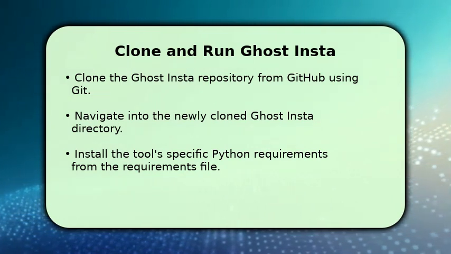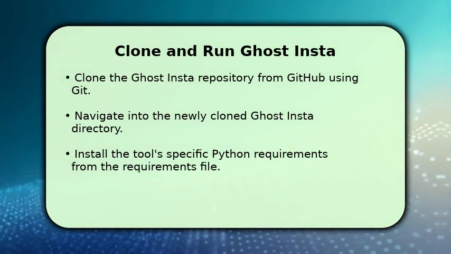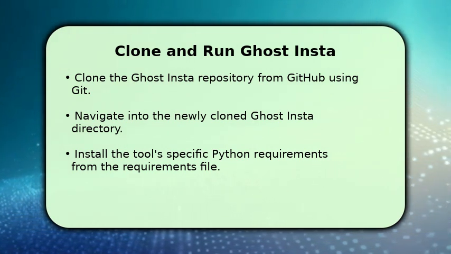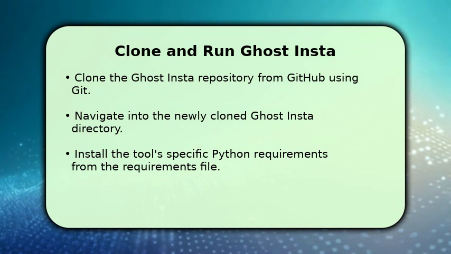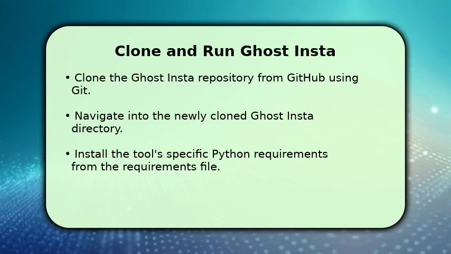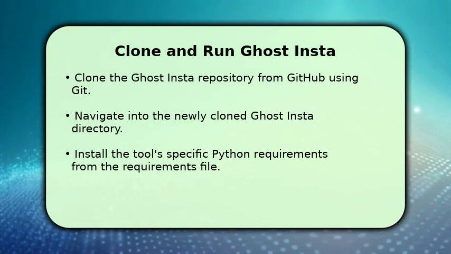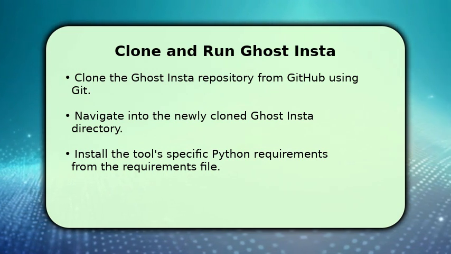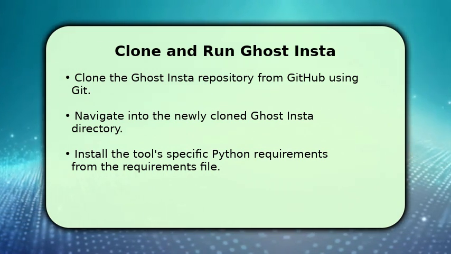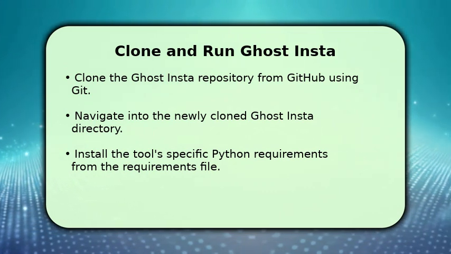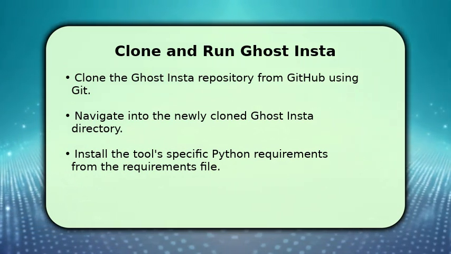Use git clone <repository URL> to download the tool from its GitHub repository. Once cloned, change your directory into the Ghost Insta folder using cd Ghost Insta. Then, install the tool's specific Python requirements by running pip install -r requirements.txt. Finally, launch the tool by executing python ghost.py or the main script name, following the tool's documentation.